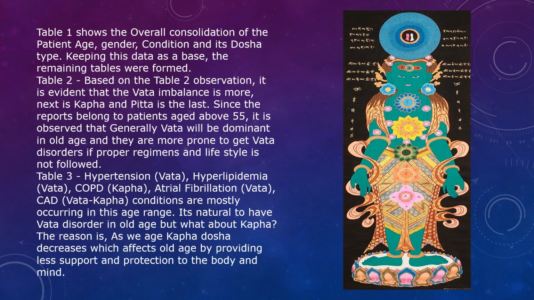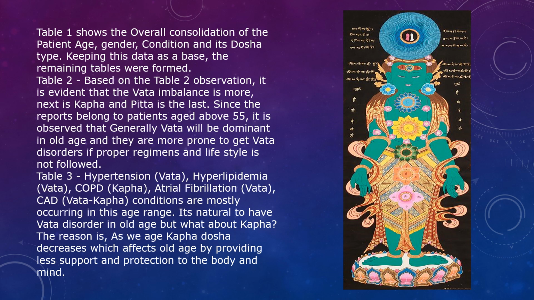Table 1 shows the overall consolidation of the patient age, gender, condition and its dosha type. Keeping this data as a base, the remaining tables were formed. Based on the Table 2 observation, it is evident that the Vata imbalance is more. Next is Kapha, and Pitta is the last. Since the reports belong to patients aged above 55, it is observed that generally Vata will be dominant in old age, and they are more prone to get Vata disorders if proper regimens and lifestyle are not followed.